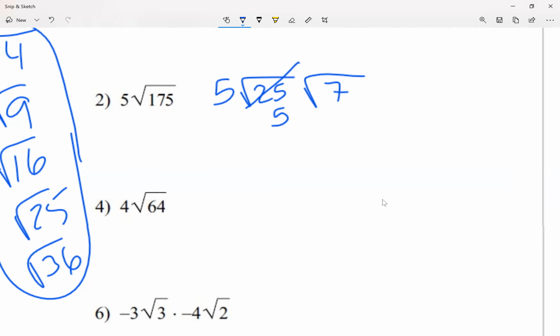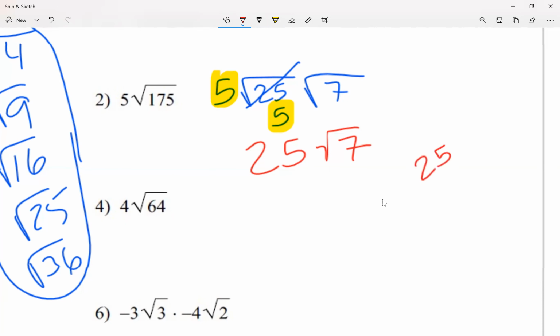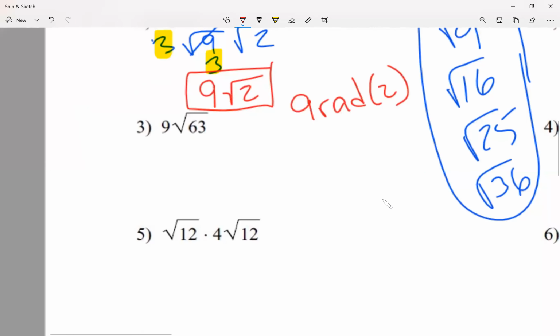So my answer, let me go in red for the answer, is going to be 25 square root of 7. And the 25, again, I multiply these whole numbers. So if you had to write it, or it's a multiple choice, you can identify 25 radical 7. But again, in the future, as soon as tomorrow, it will be 25 rad 7, 25 radical 7. Today I just want you to know how to simplify. We'll go simple.